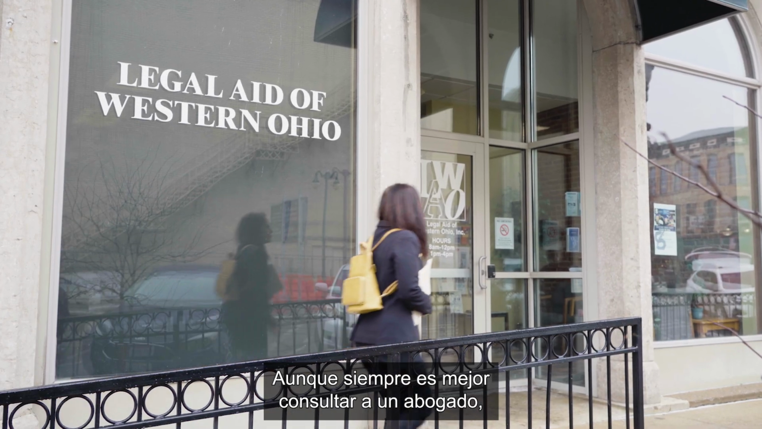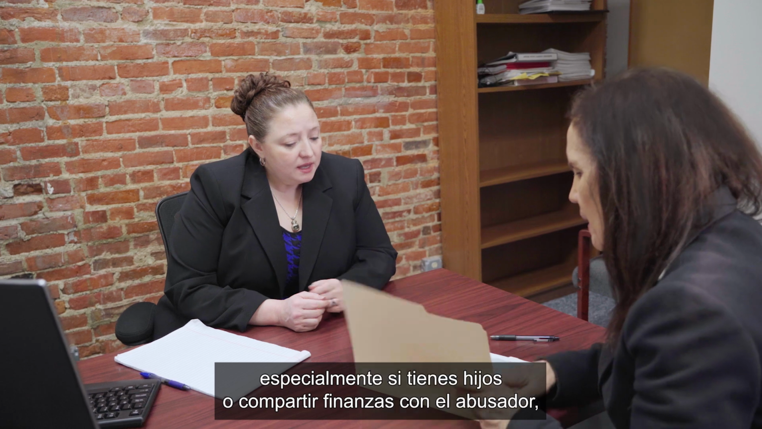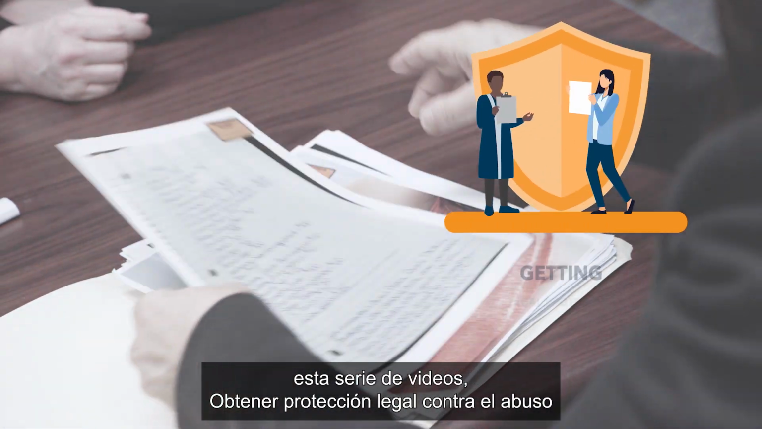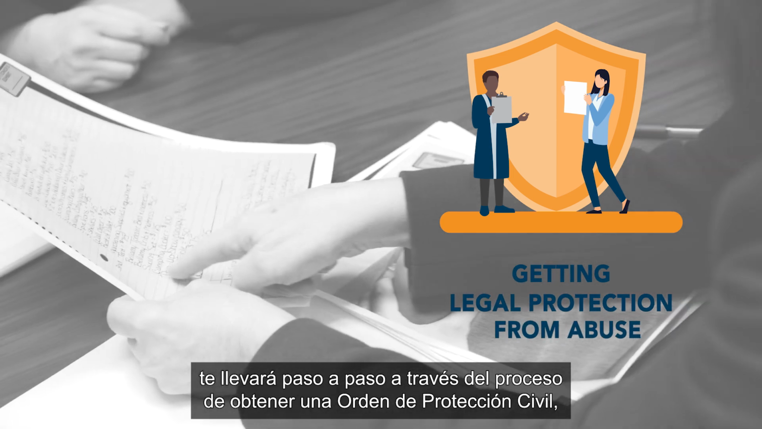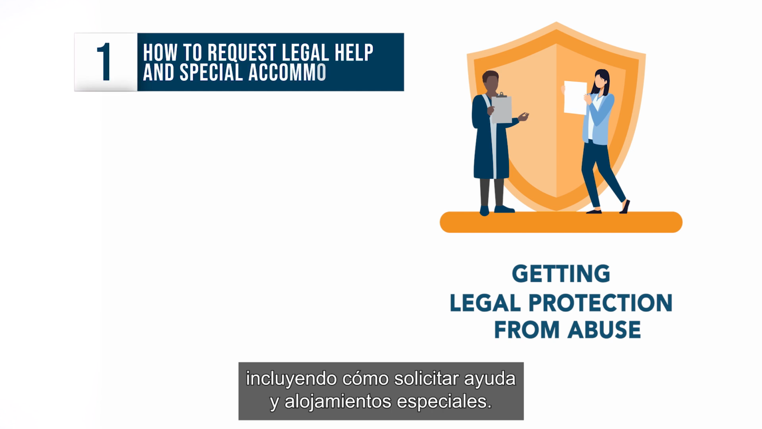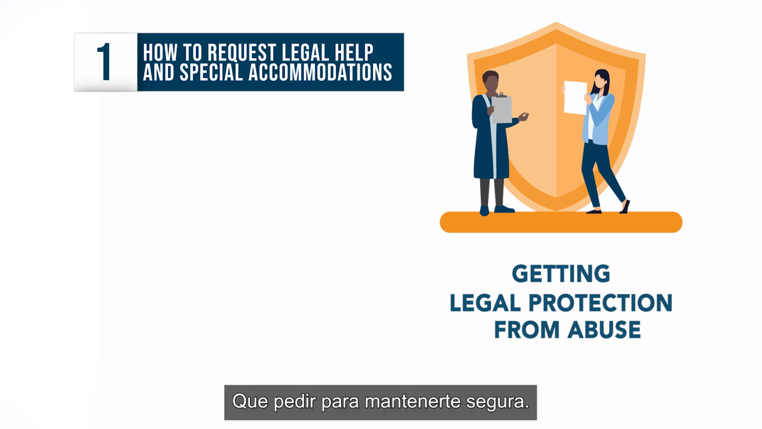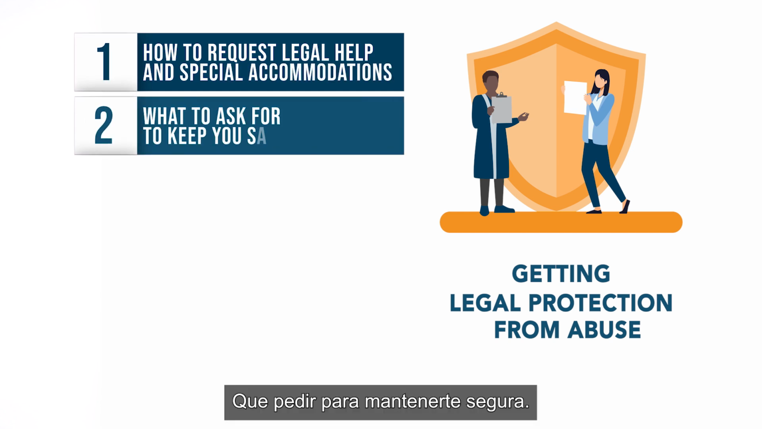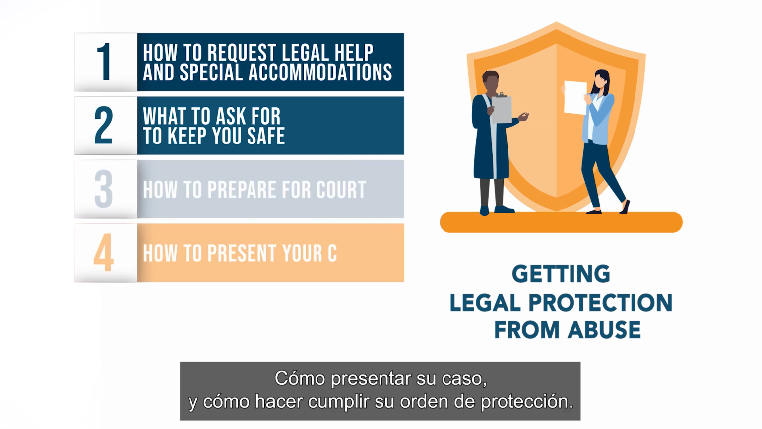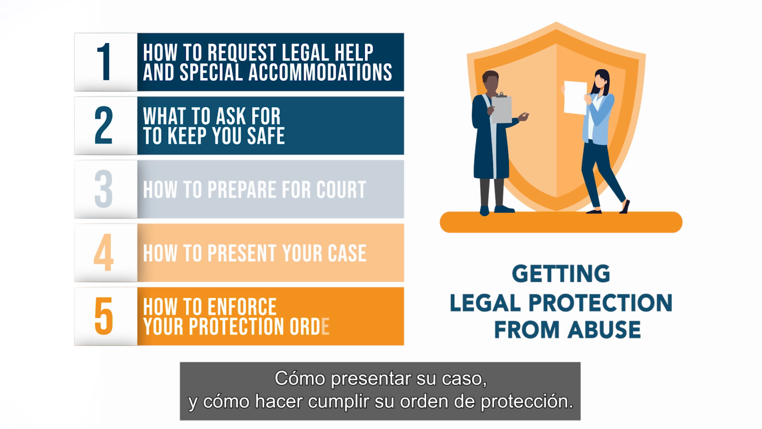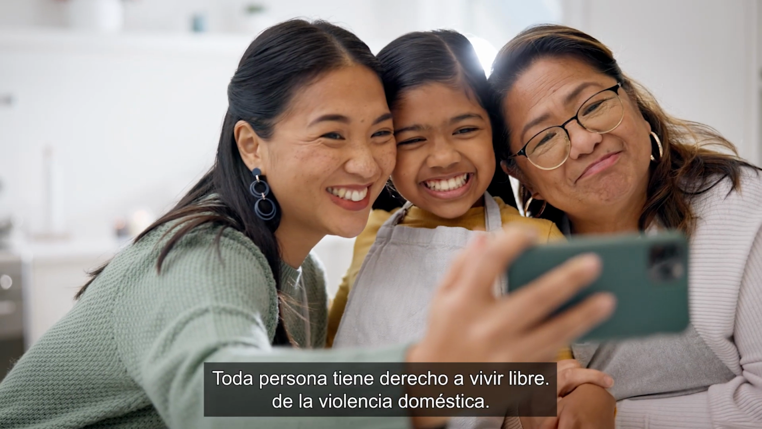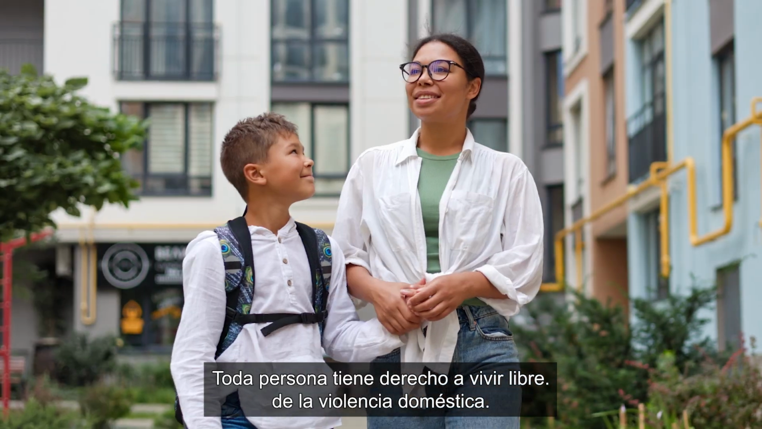While it's always best to consult a lawyer, especially if you have children or shared finances with the abuser, this video series, Getting Legal Protection from Abuse, will take you step by step through the process of getting a civil protection order, including how to request help and special accommodations, what to ask for to keep you safe, how to prepare for court, how to present your case, and how to enforce your protection order. Everyone has the right to live free from domestic violence.